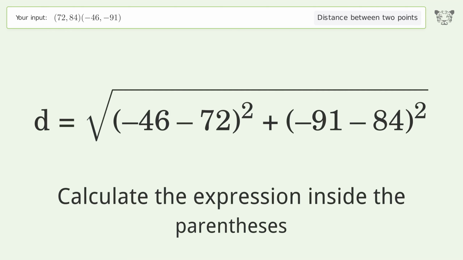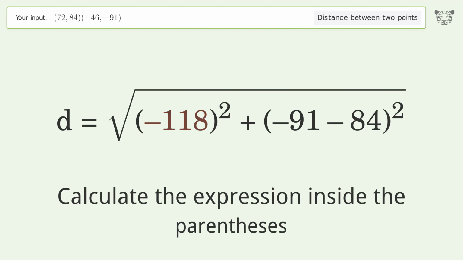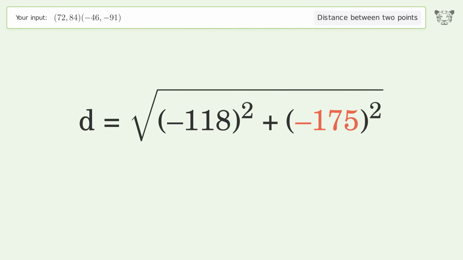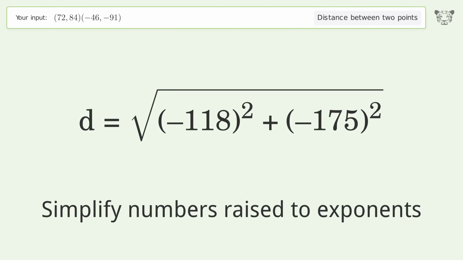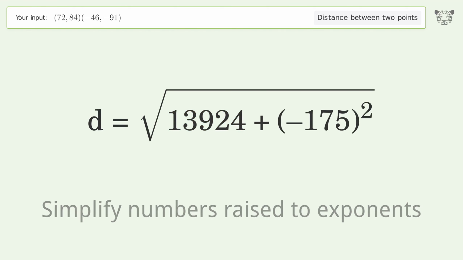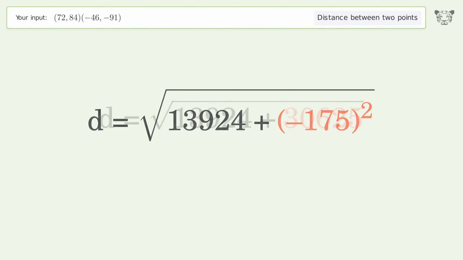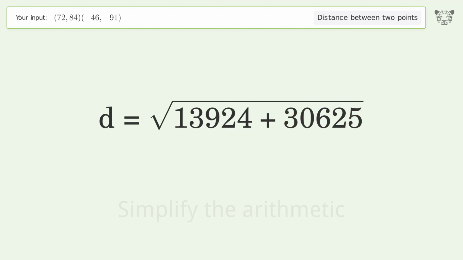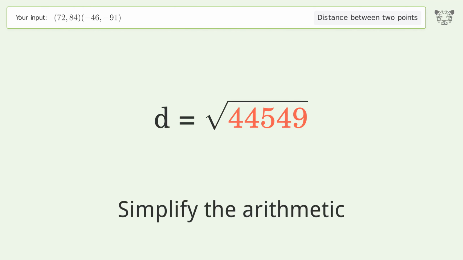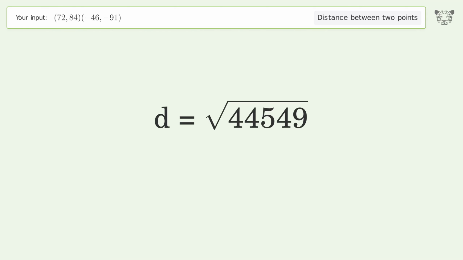Calculate the expression inside the parentheses. Simplify numbers raised to exponents. Simplify the arithmetic. And so the distance between the 2 points is the square root of 44,549 or 211.066.